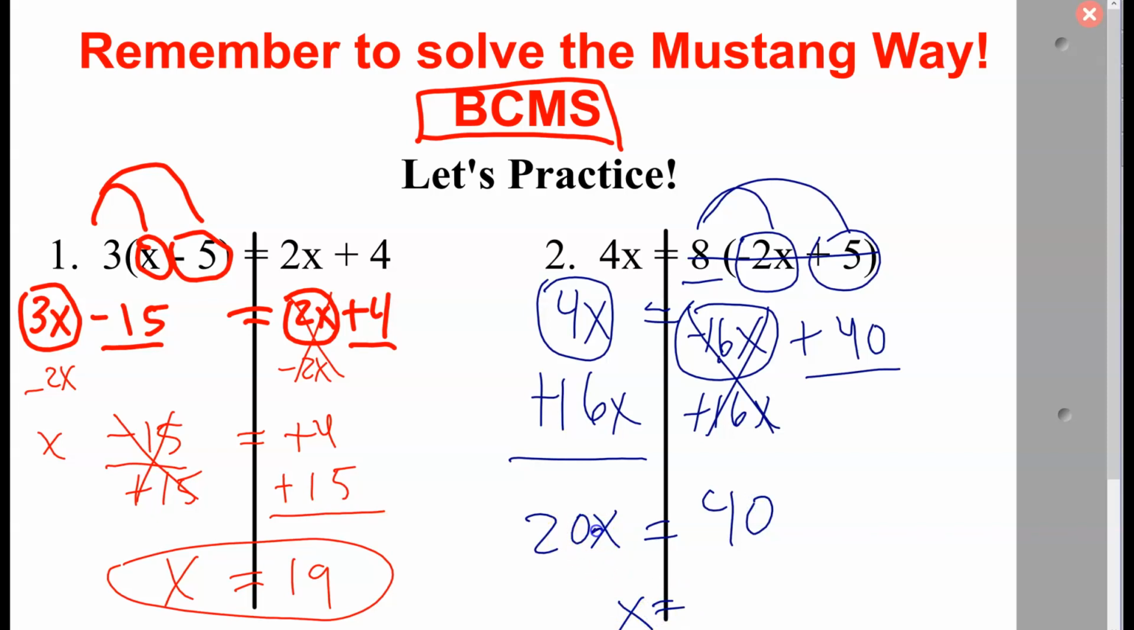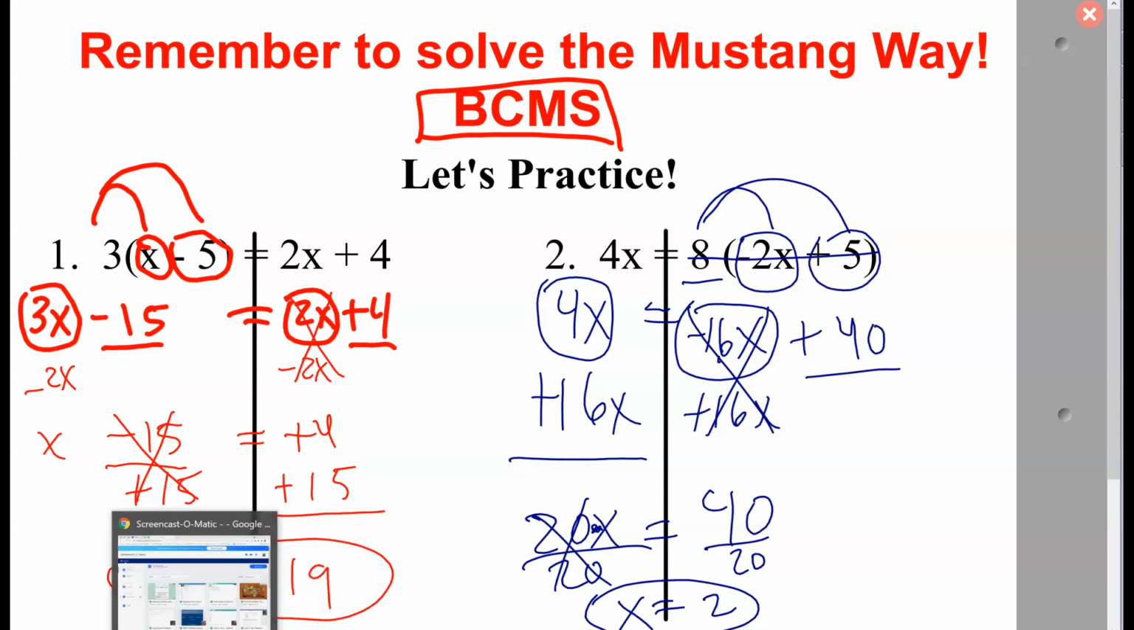This is a multiplication problem, 20x. That's 20 times x. So if I want to get x by itself, undo multiplication, I do my division step, and 40 divided by 20 is going to give me my final answer of x equals 2. Okay, so this again looks a little bit different, and the reason it looks a little bit different is that M step, right? That M step where you move the variable parts to the other side of the equation.